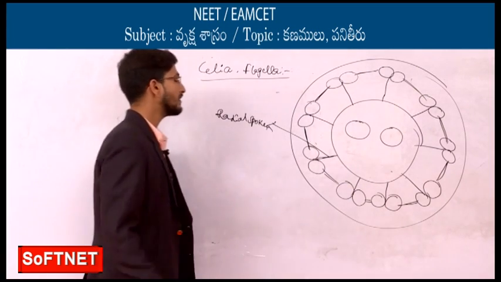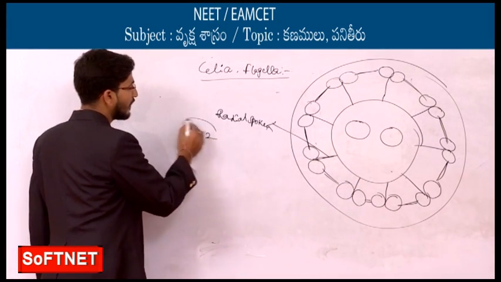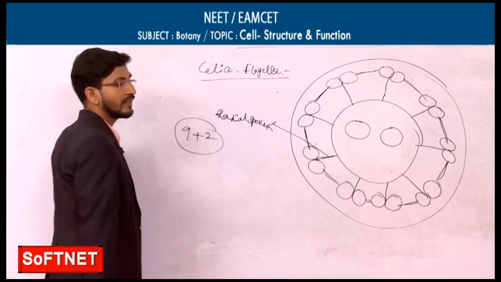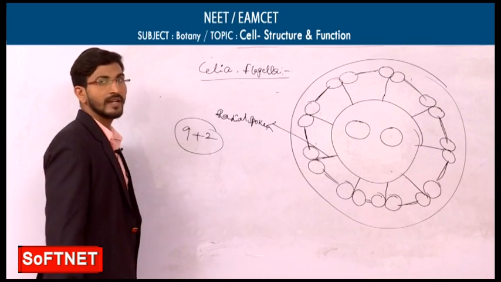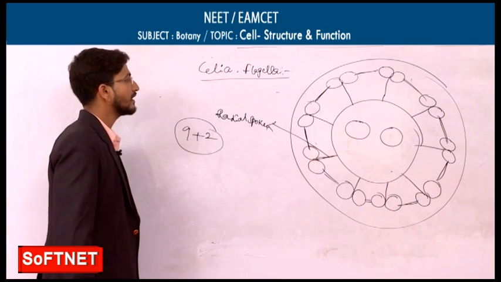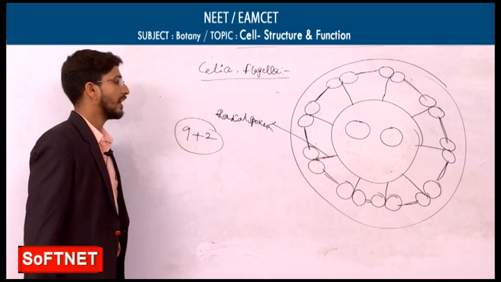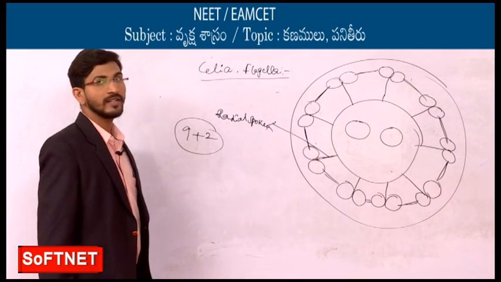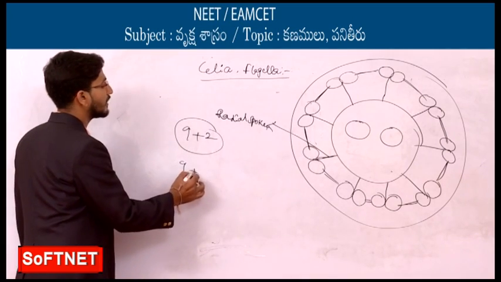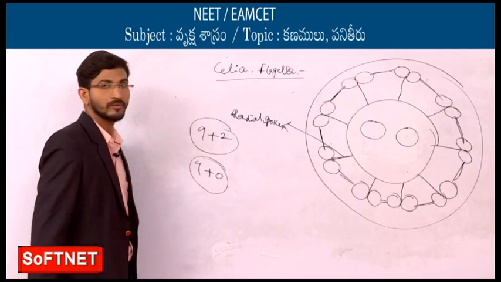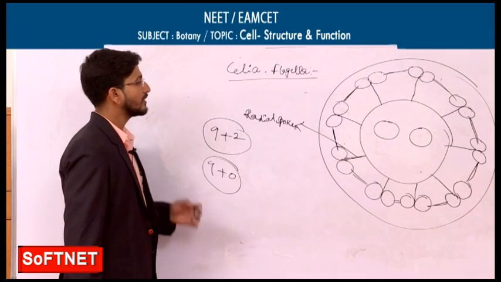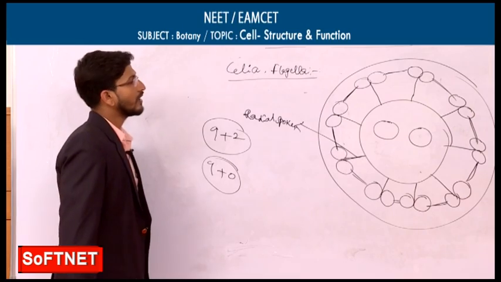This arrangement is generally known as the 9+2 arrangement. Why? Because 9 peripheral doublets are present, and centrally you will find 2 singlets. That is why this arrangement in flagella is known as 9+2. Whereas in prokaryotic flagella you will find a 9+0 arrangement, because the central singlets are absent in prokaryotes. So this is about the structure of the flagella.